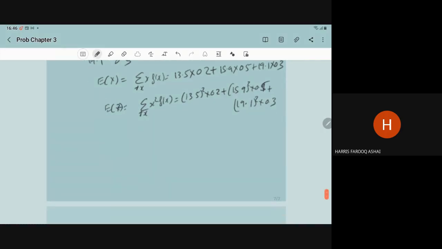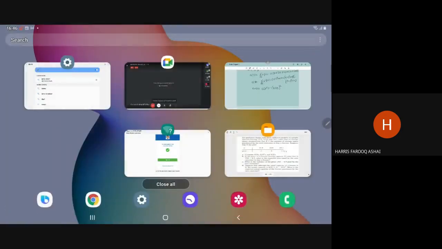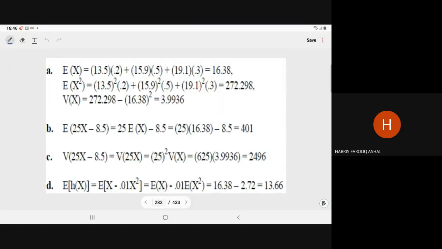And what is the variance of x? Variance of x, by the computational formula, is E of x square minus the square of EX. So from whatever you have in the first part, you can compute the variance of x. Here we have the result: E of x is equal to 16.38. We have three types of freezers, but the average space is 16.38 cubic feet. E of x square is 272.298. So variance of x will come 3.9936.